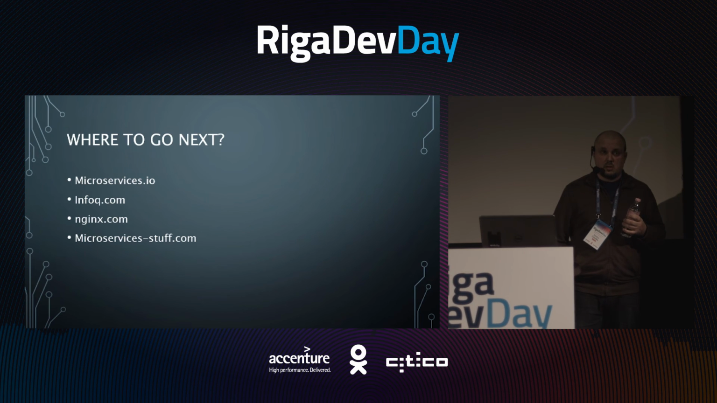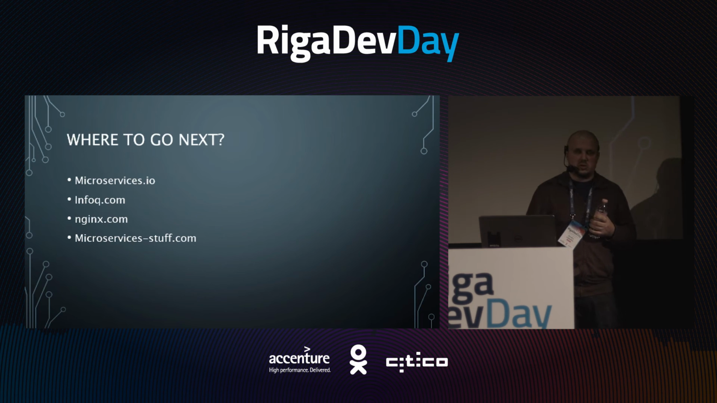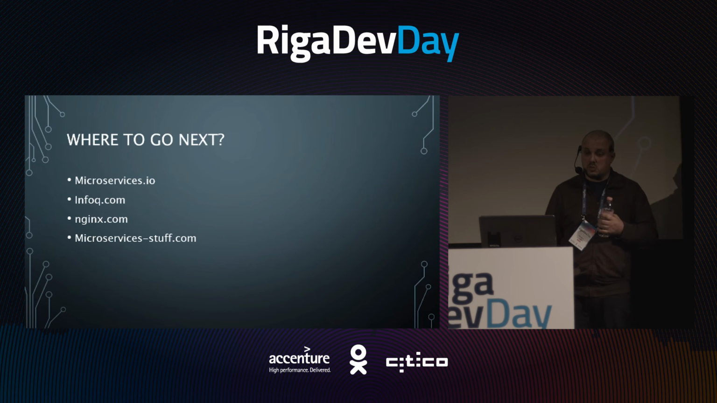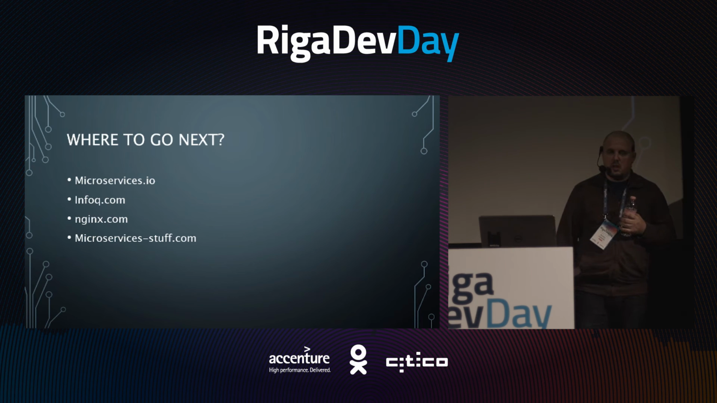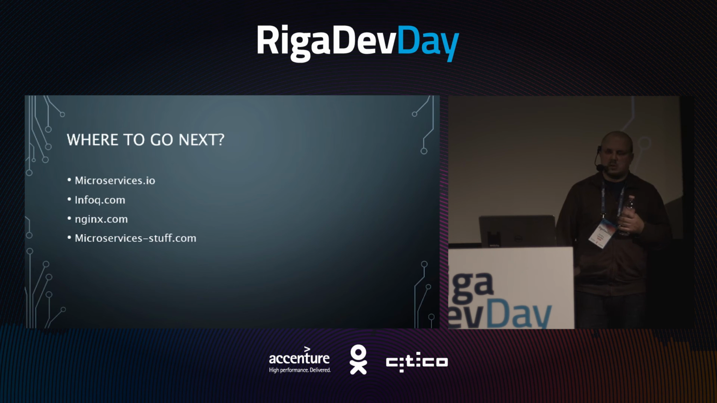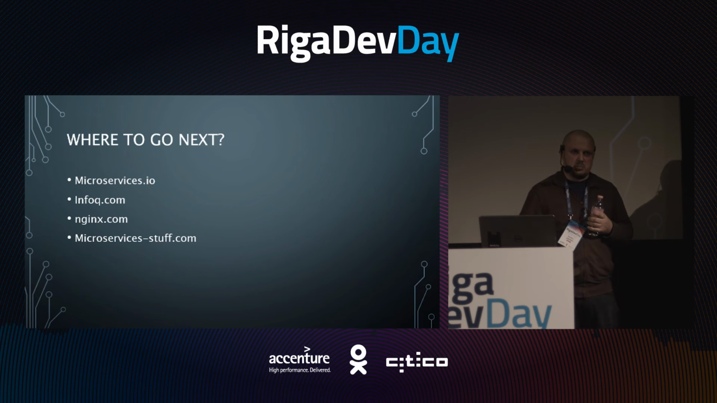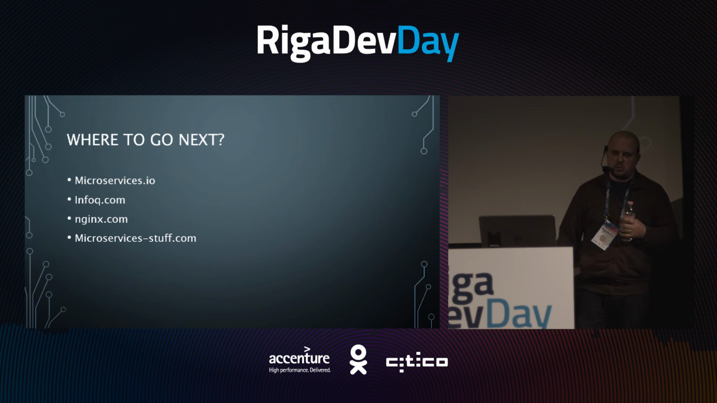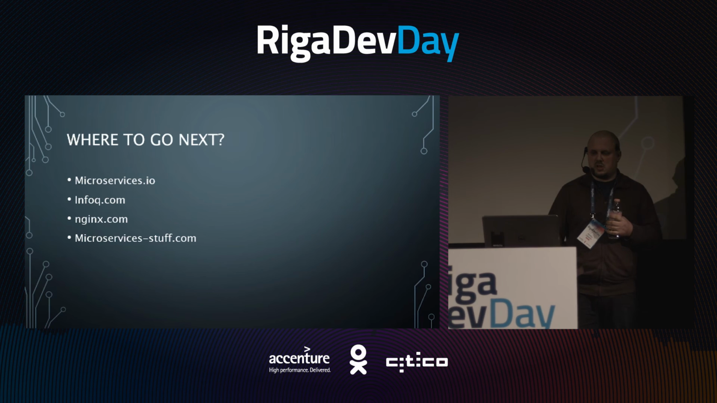Where to go next to think about microservices? It's of course microservices.io. On InfoQ there are a lot of really inspiring talks about microservices. Actually, Nginx also, right now microservices is one of the selling points of Nginx. So they are providing a lot of webinars, free books, and other materials and articles about microservices, and of course how to build microservices using Nginx.